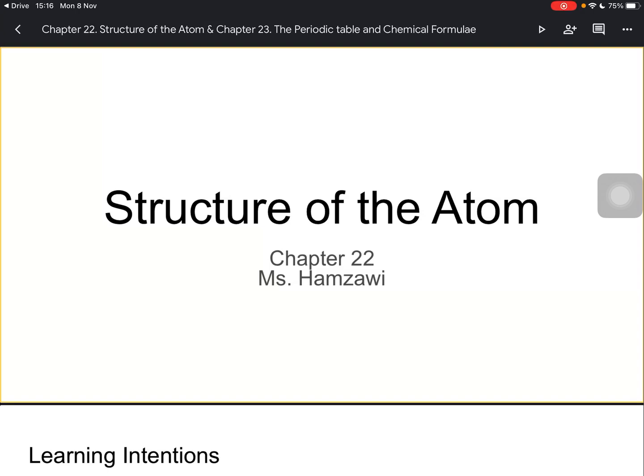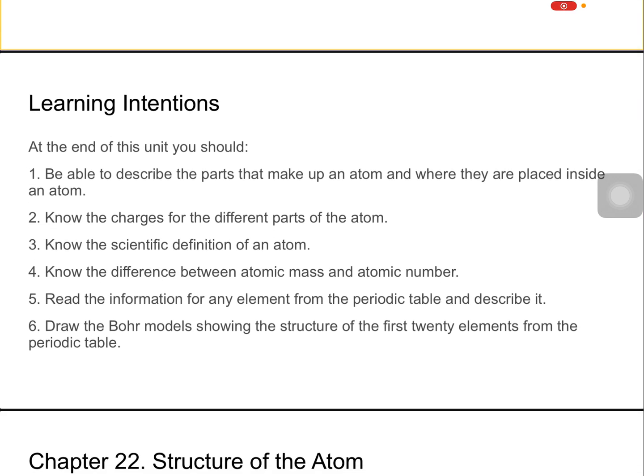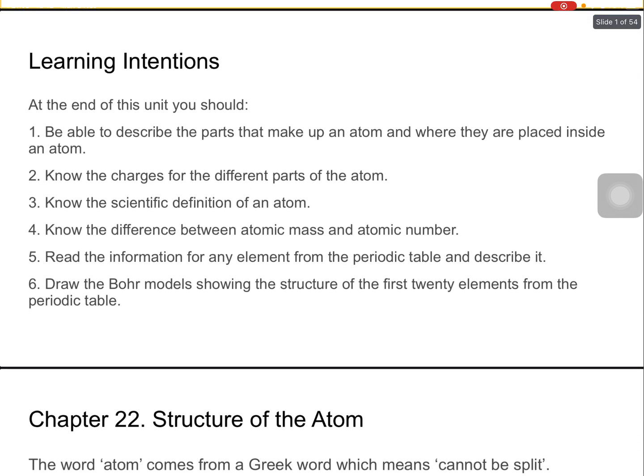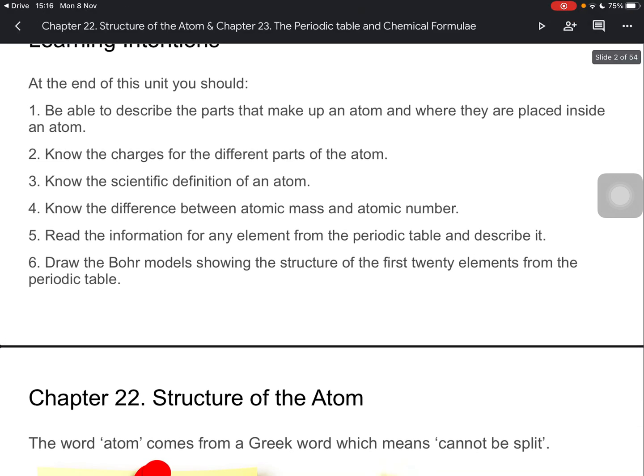Okay, so looking at the structure of the atom and the periodic table and chemical formulae. So we're doing a bit of a recap. So we're looking at chapter 22 and 23 in the Nature of Science books. Okay, so these are the slides that we used in class. So in class, we looked at our learning intentions.